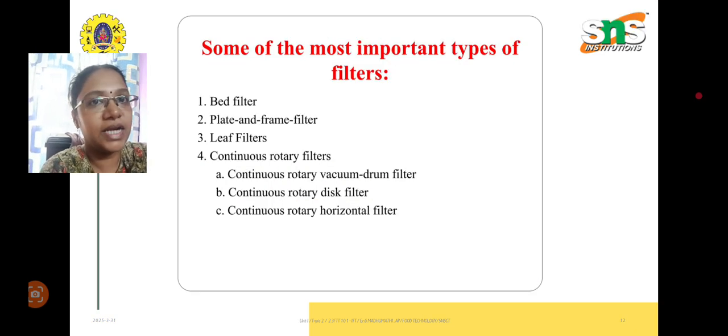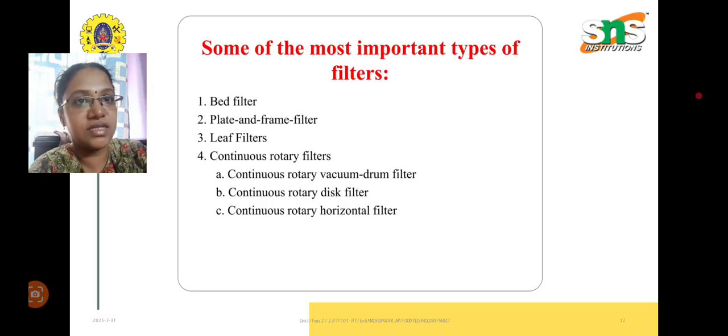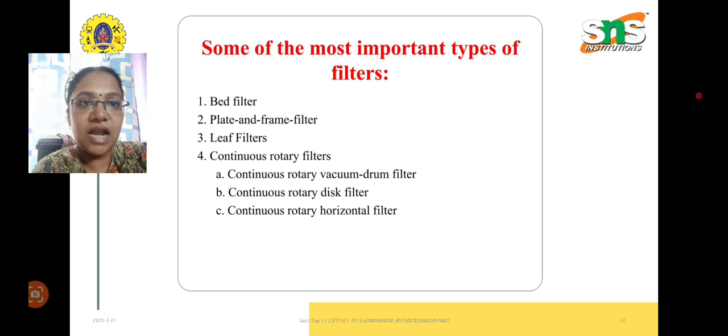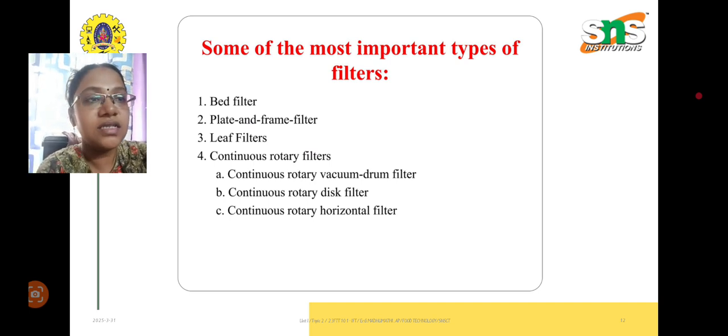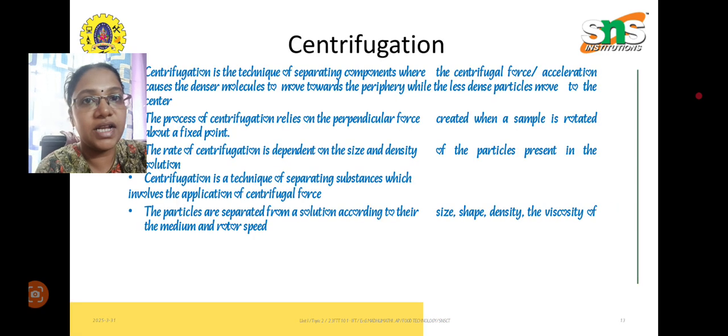Some of the important types of filters used in the processing industries are bed filters, plate and frame filters, leaf filters, the continuous rotary vacuum drum, continuous rotary disc type filters, and continuous rotary horizontal filters. These are the different types of filters, and they vary depending upon the types of fluids we are going to handle to get the filter cake and the filtrate separately.